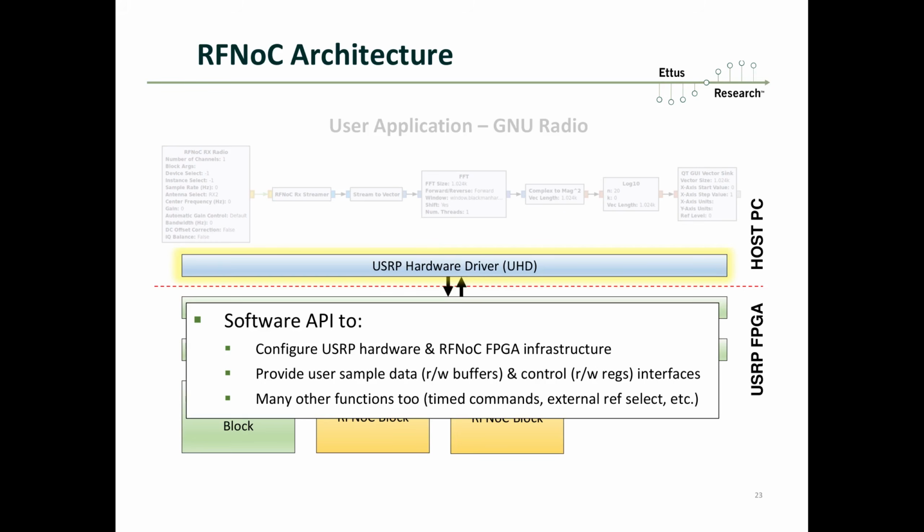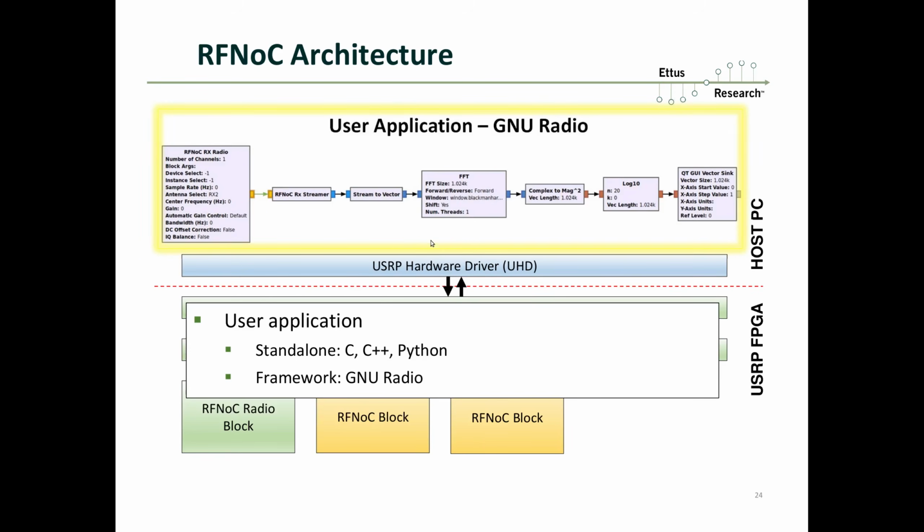The rfnoc API in the host-side UHD driver provides a way for the framework to be configured from the software application program running on the CPU. It provides an interface for the user application program to send and receive data to and from the rfnoc blocks, and also to control rfnoc blocks by reading and writing user-defined registers in the rfnoc blocks. The user application program running on the host can be a standalone C++ program, or a Python script, or a GNU Radio flow graph.